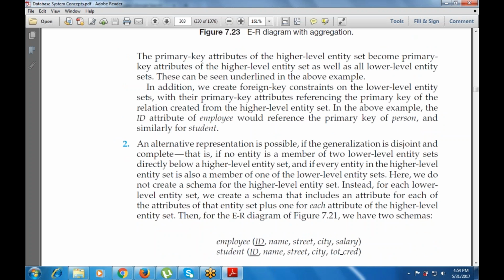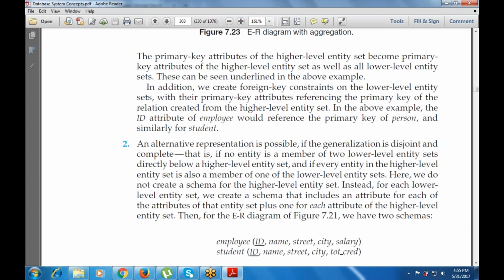The next alternative representation is possible if the generalization is disjoint. That is, if no entity is a member of two lower-level entity sets directly below the higher-level entity set, and if every entity in the higher-level entity set is also a member of one of the lower-level entity sets, here we do not create a schema for the higher-level entity set. Instead, for each lower-level entity set, we create a schema that includes an attribute for each attribute of the entity set, plus each attribute of the higher level. Therefore, for the ER diagram, we have two schemas.